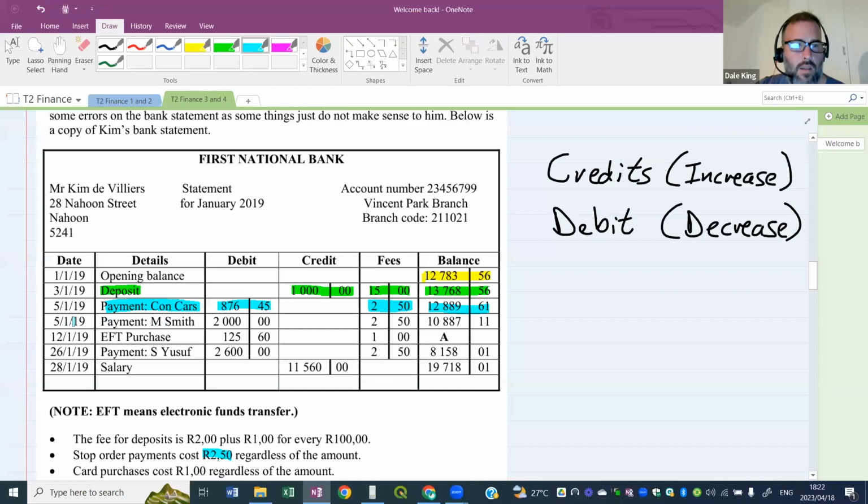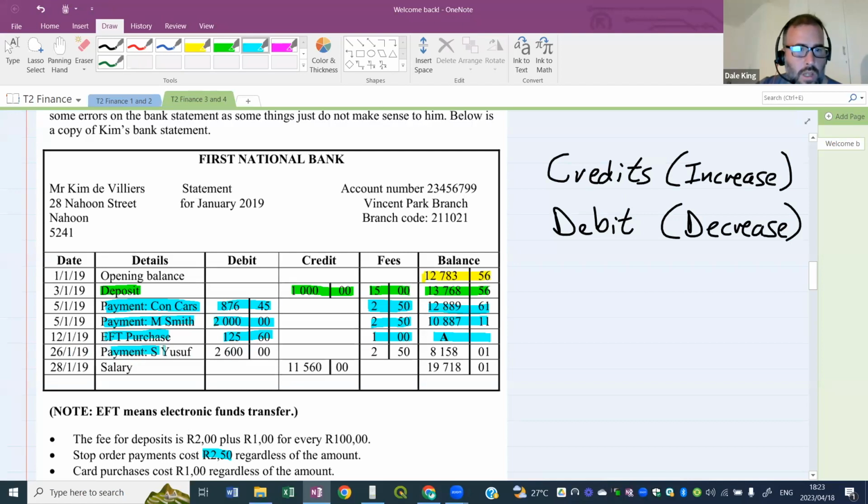Again, same thing on the 5th of January. Mr. Smith had money got paid to him. It came out of our account 2,000 Rand, and also 250 was the charge, and that decreased the bank balance. Then 12th of January, EFT purchase. This is a purchase at a shop or something, 125 Rand 60, and a 1 Rand fee for that. And we don't know what the bank balance is. They obviously want us to calculate that later on.